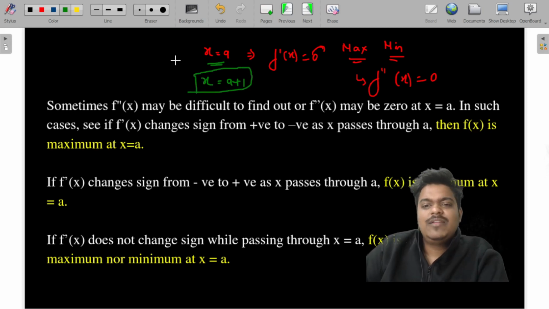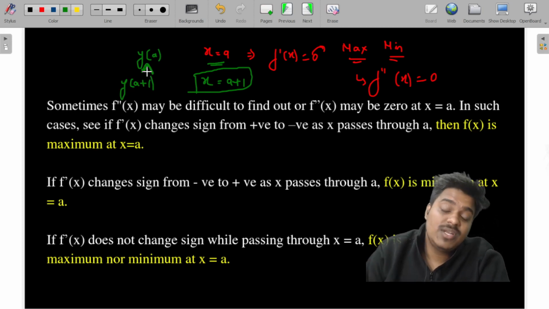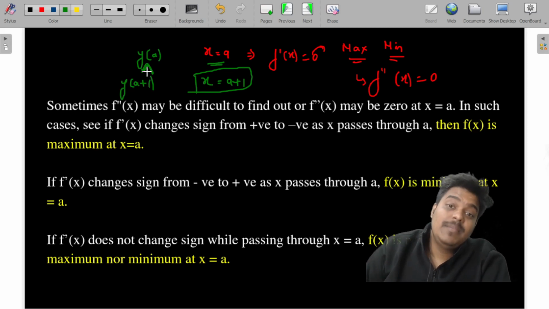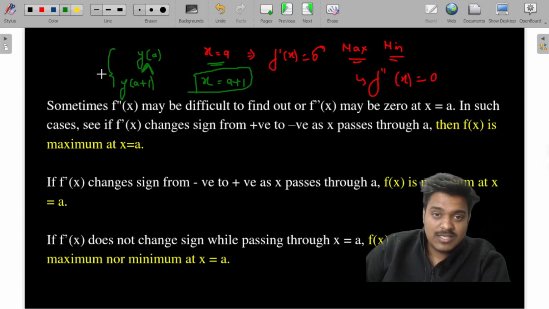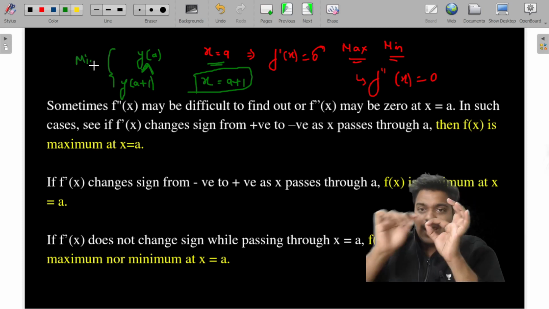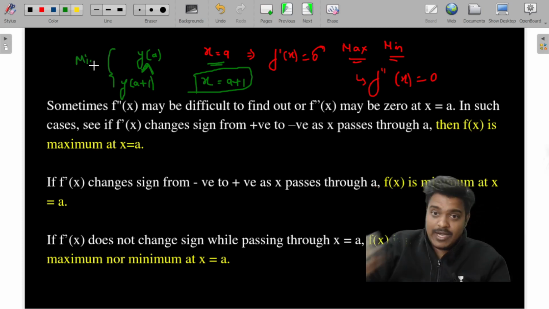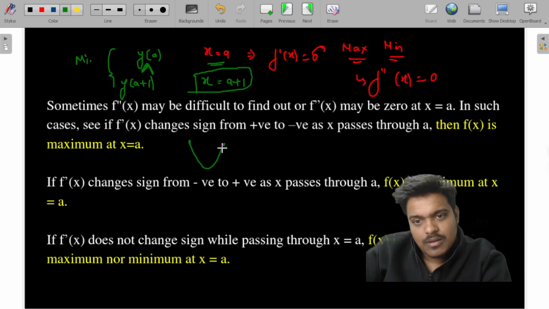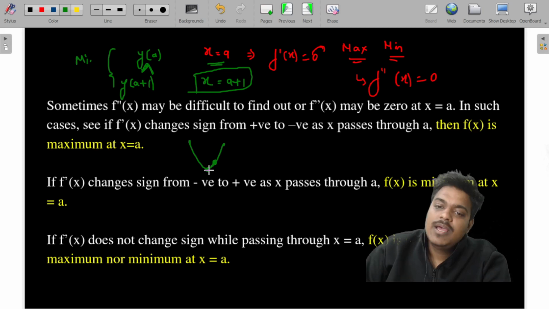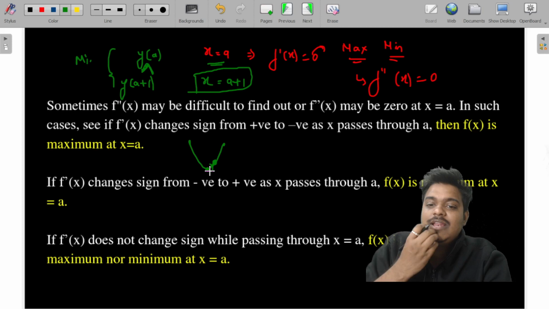And you calculate the value of y at x is equal to a and at x is equal to a plus 1. If this is coming out to be more than the previous value, the function is at a minima. This is the condition of minima, that the older value is lower and the next value is higher. So it is like this. This is x is equal to a and this is x is equal to a plus something. So obviously it is a minima, because the right hand value or the left hand value is higher.